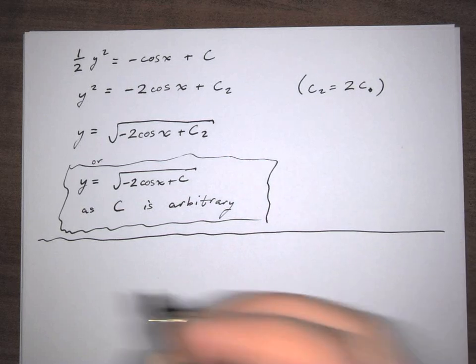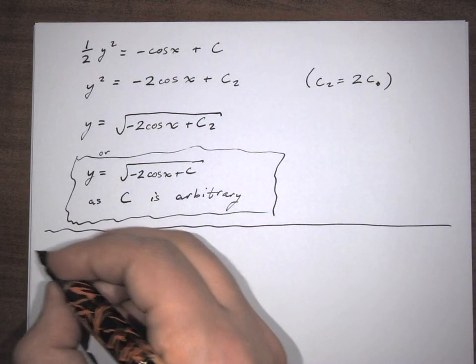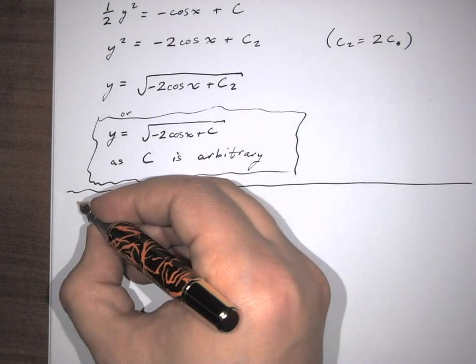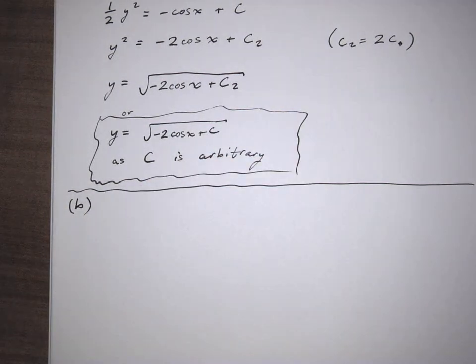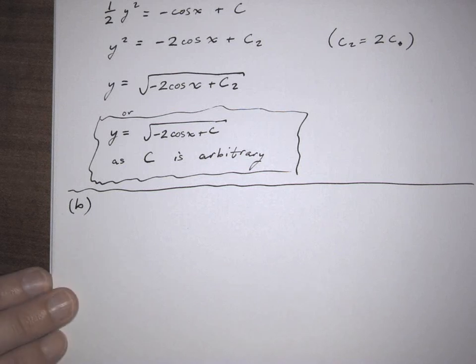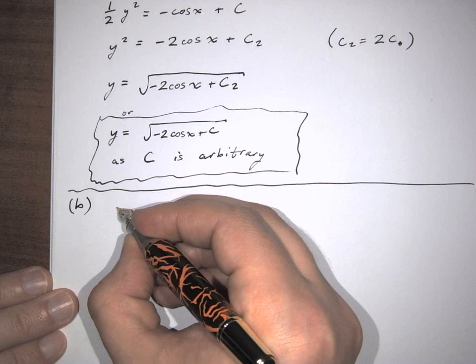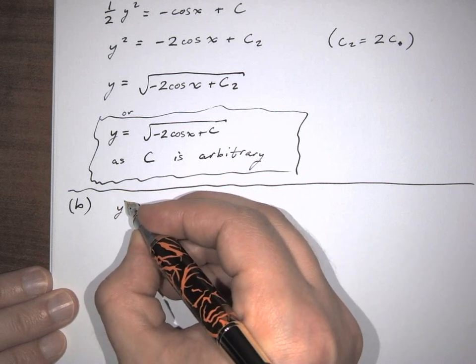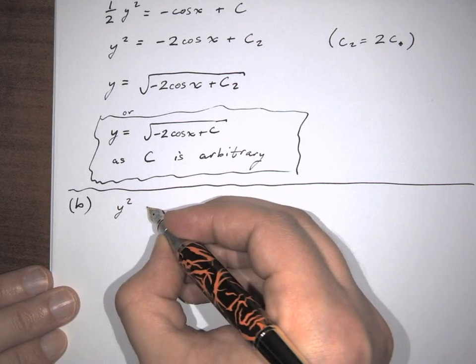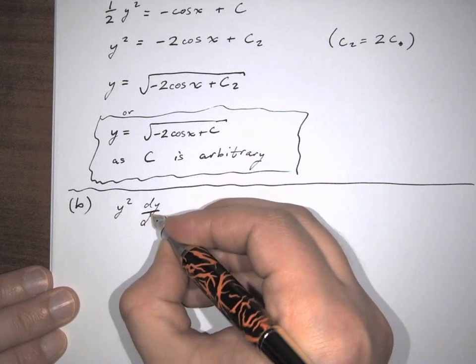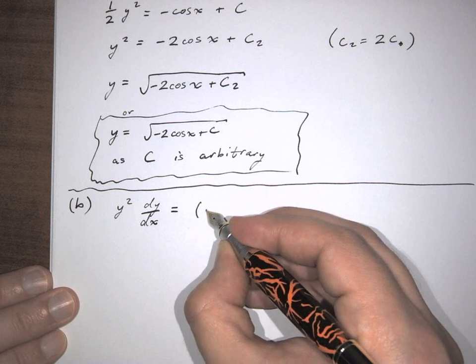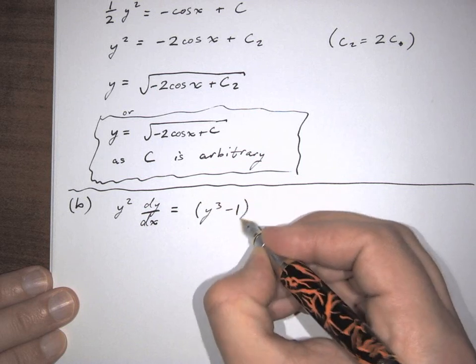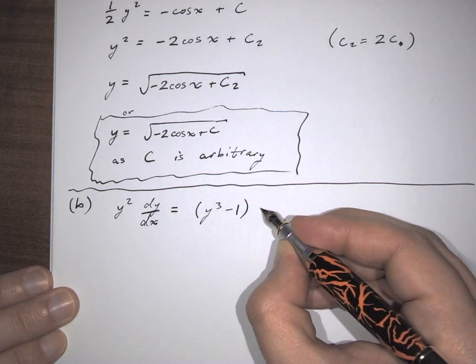The notation on this is a little bit confusing, perhaps, but it is customary to take certain liberties when it comes to distinguishing these things. All right, another example here. So what we have in this case is going to be y squared dy dx is equal to y cubed minus 1 times secant squared x.